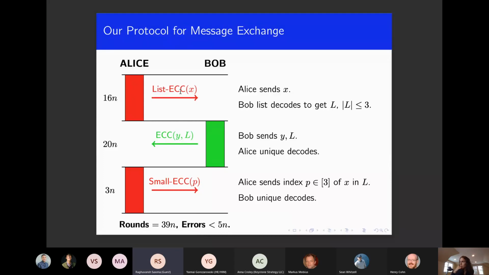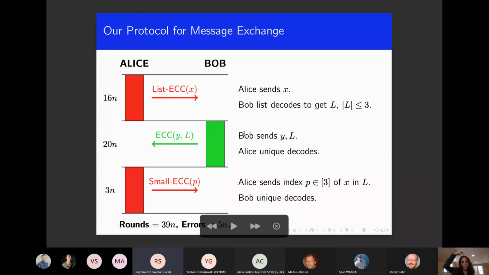And because the error resilience is 5/16 and you have 16n rounds and 5n errors, this part of the protocol will work directly. At the end of this protocol, Bob will be able to successfully list decode. The fraction is less than 5/16. And he will get a list L of size at most 3 that has Alice's input in it. He does not know which one of the three elements in the list is Alice's input, but one of them is.